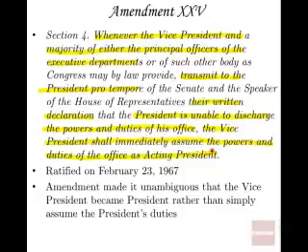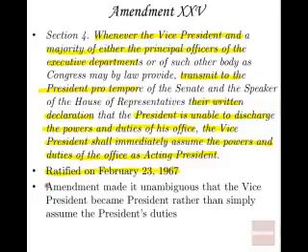If maybe the president is incapacitated and doesn't want to admit to it for whatever reason, or circumstances, let's say he was kidnapped and unable to discharge the duties of president, there's a provision where the vice president and the majority of the members of the cabinet can sign a declaration, and now the vice president would become acting president. This was ratified on February 23rd, 1967.